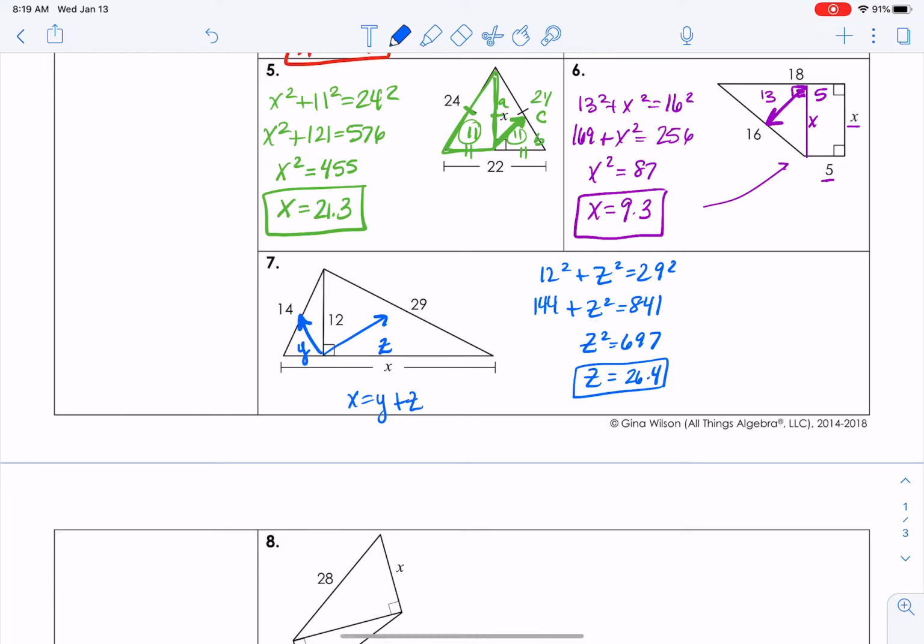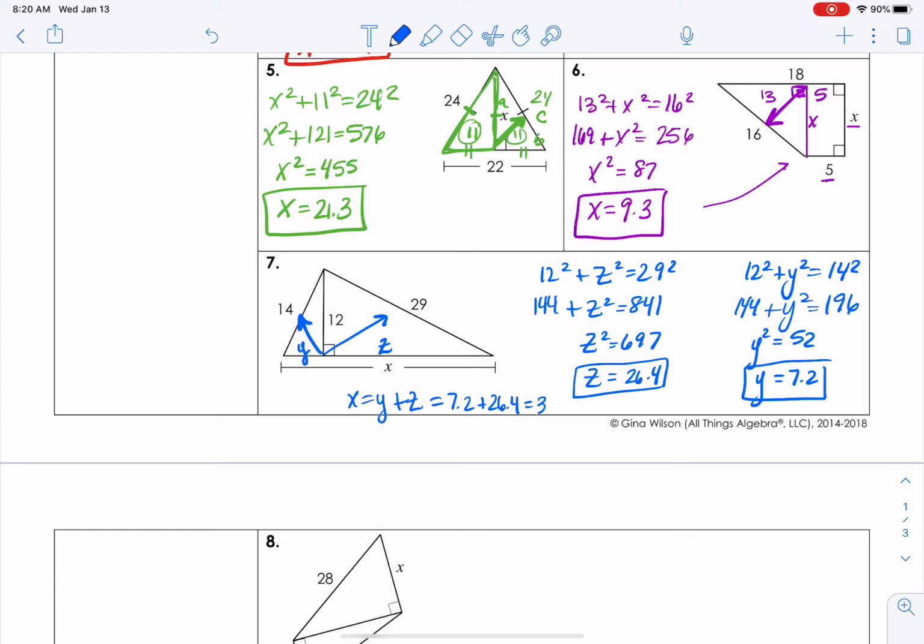Here's the right angle on this side. So then I have 12 squared plus y squared equals 14 squared. 144 plus y squared equals 196. Subtracting gives me that y squared equals 52, and square root gives me that y equals 7.2. So then I can just add those together. 7.2 plus 26.4, that's 33.6. That's what x is. So I just have to do the Pythagorean theorem twice to find the other side.